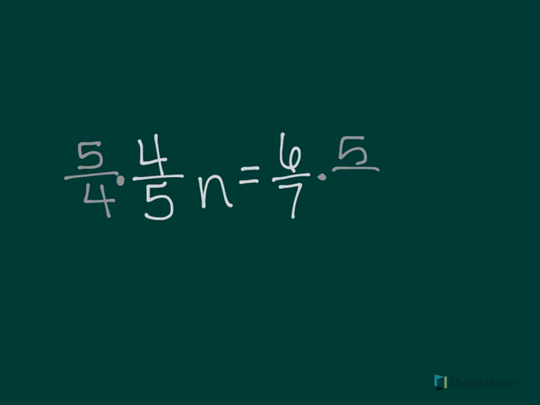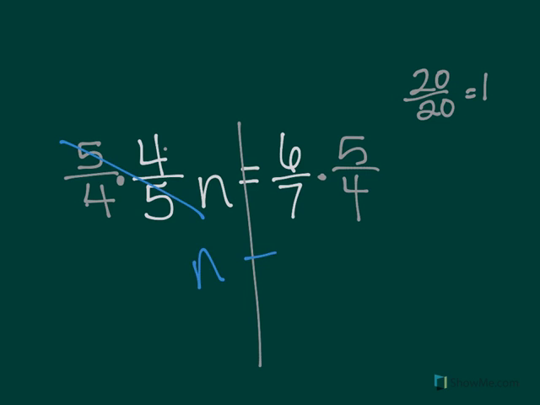Remember, I have to do it to both sides. Forgot to write that little line down the equal sign. So I know that 5/4 times 4/5, top times top, bottom times bottom, that's going to be 20/20, which is just 1. So I would end up with 1n, but we know that because of the identity property, that's just n. So I'm going to be left with n equals, and now I'm going to come over here and multiply 6/7 times 5/4.